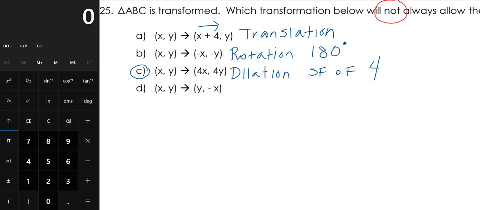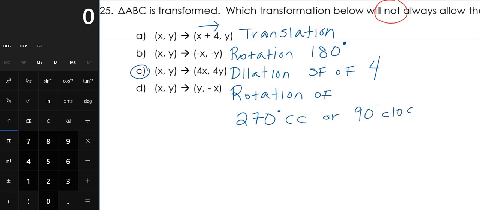And let's just check the last one, D. XY becomes Y negative X. Now again, if you plotted something and followed this rule, you would see it's also a rotation. It's a rotation of 270 degrees counterclockwise or 90 degrees clockwise, because we know those are going to be equivalent rotations. Okay, let's move on.